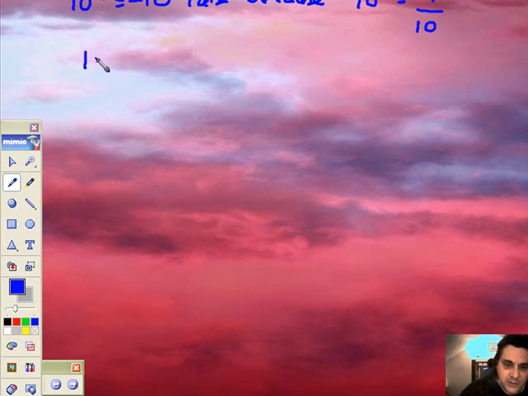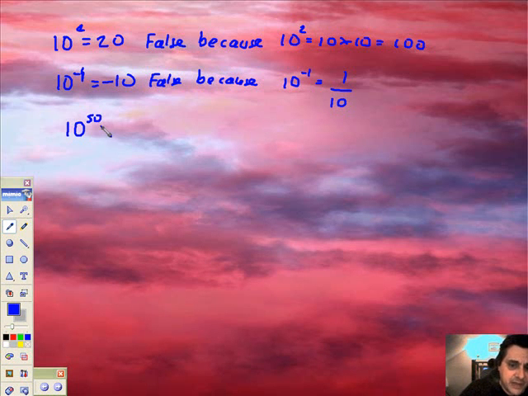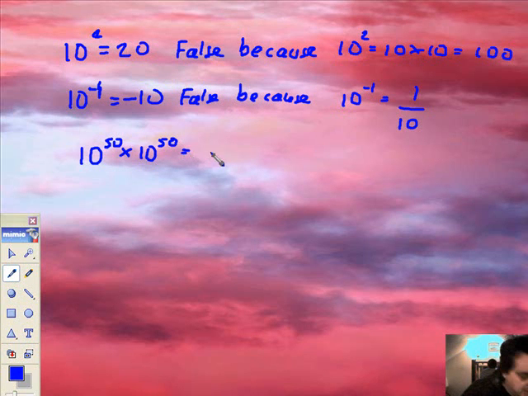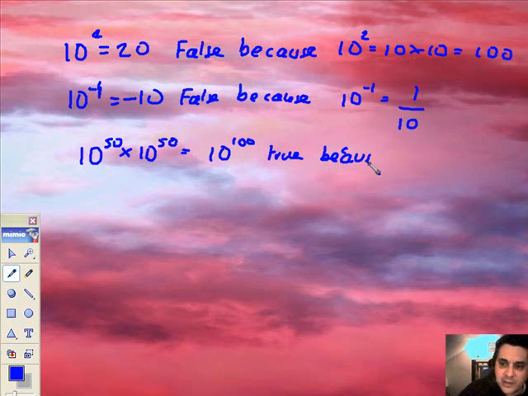Another one is 10 to the power of 50 multiplied by 10 to the power of 50. Is that 10 to the power of 100? It is true, because we just add the powers. Because 50 plus 50 equals 100, and that's good enough as powers.